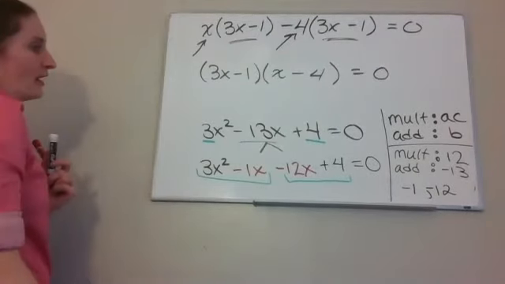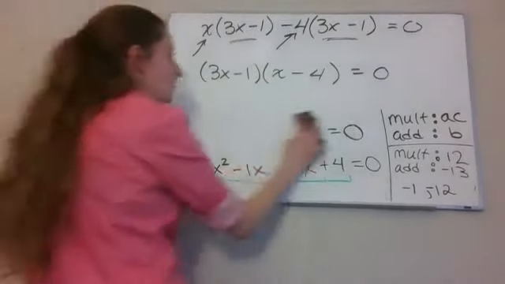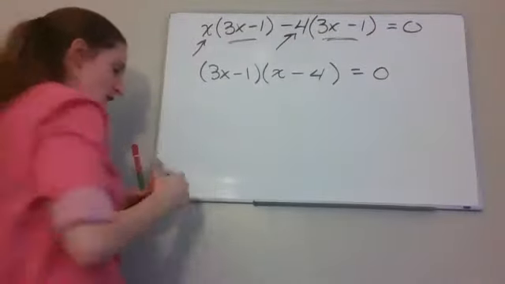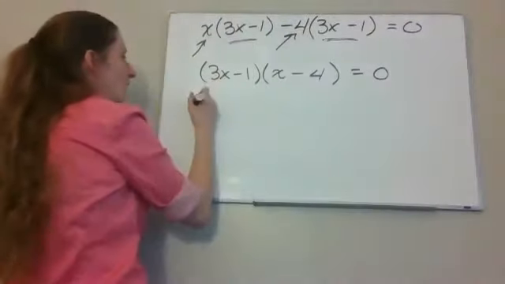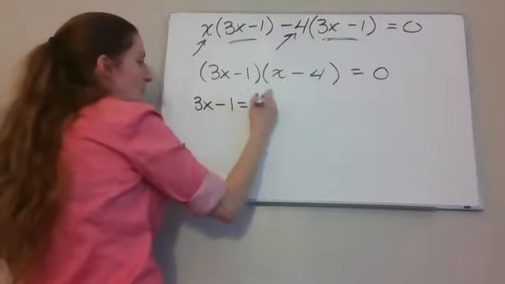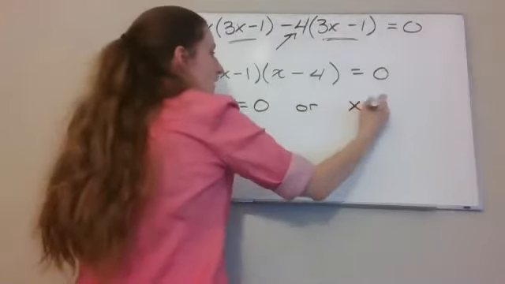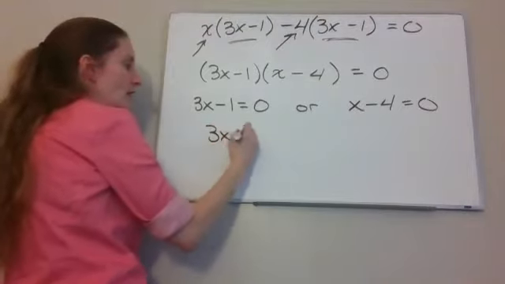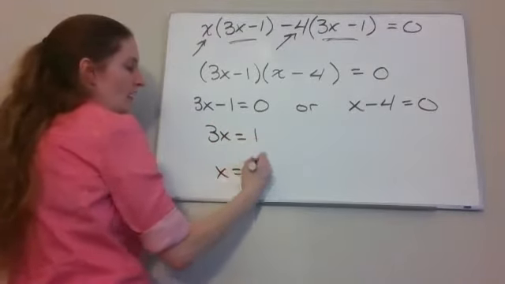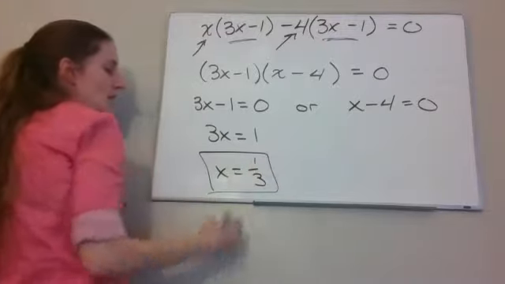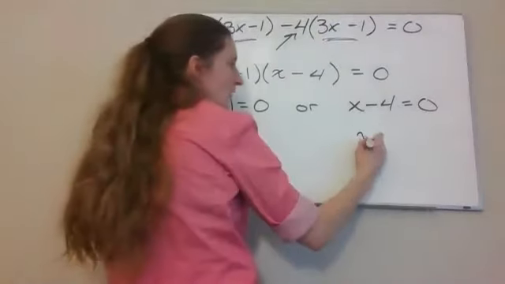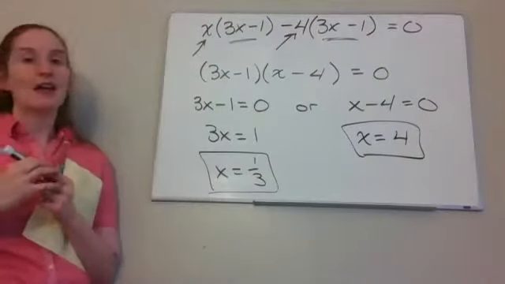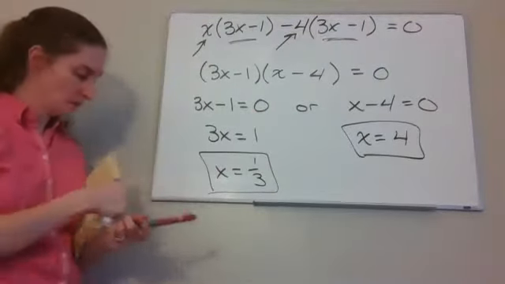Now I'm finally set up to use the zero product property. So since these two things multiply together to get 0, I know that either 3x minus 1 is 0 or x minus 4 is 0. Solving the first one, we get 3x equals 1, so x is 1/3. And solving the second equation, we just add 4 to get x equals 4. And I have those two solutions.